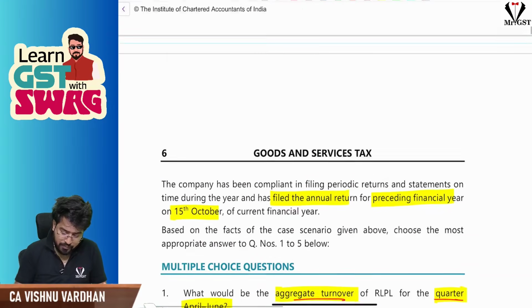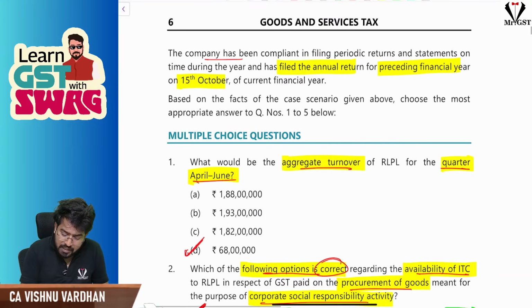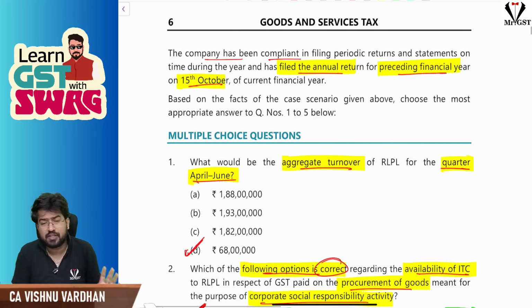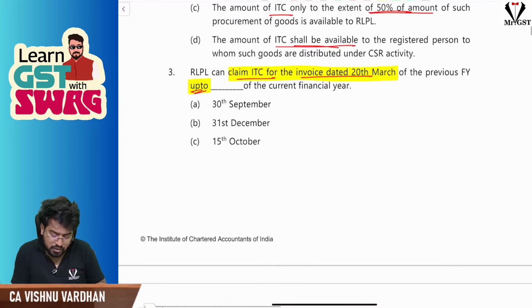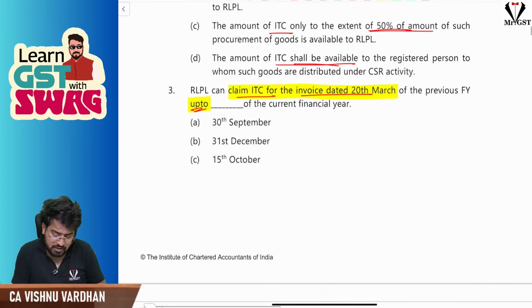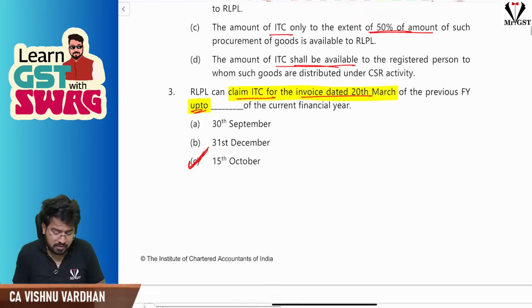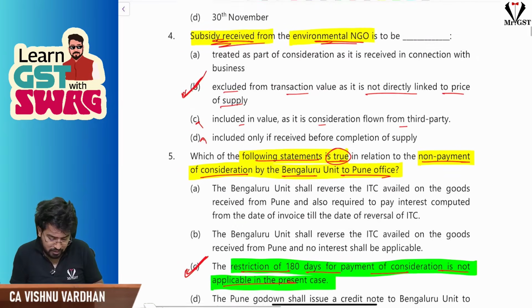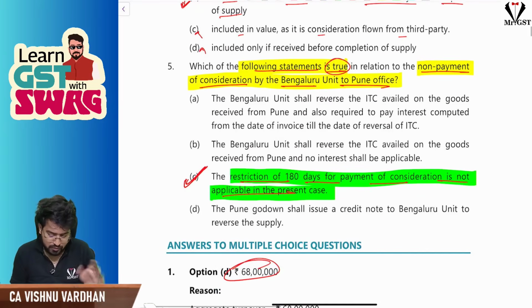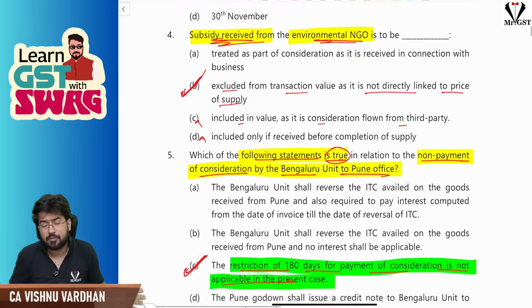Next, coming to the next one. The company has been compliant, filing annual return, and they filed annual return of the preceding financial year on 15th October. As you know, there is a deadline for taking ITC on tax invoice. There is a question here. So we should take 15th October or 30th November, which is earlier, 15th October. So this should be the answer. So we are done with first, second, third, fourth, fifth also we are done. So with this, we are done with this particular case study number 2.